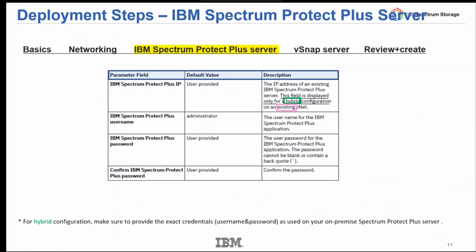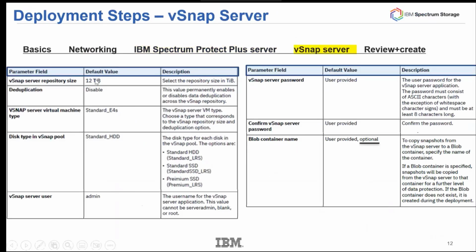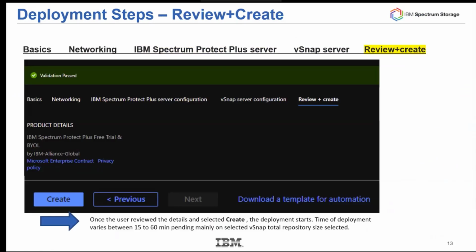For the SPP server, you specify the IP if it's an existing vNet and you're doing a hybrid configuration. Similarly, you specify a username and password for your deployment. For the vSnap server, you need to specify the repository size, you need to specify dedupe, make use of the blueprints and decide on these things. And finally, a few other things like the server username, password have to be specified.